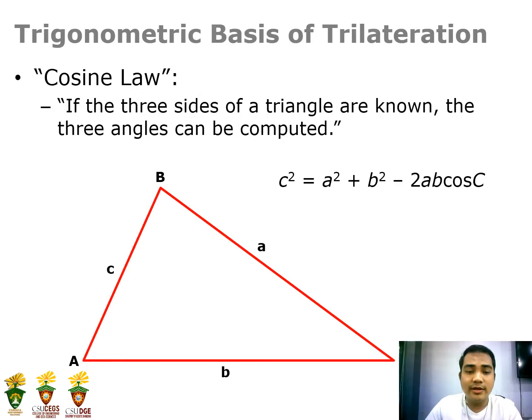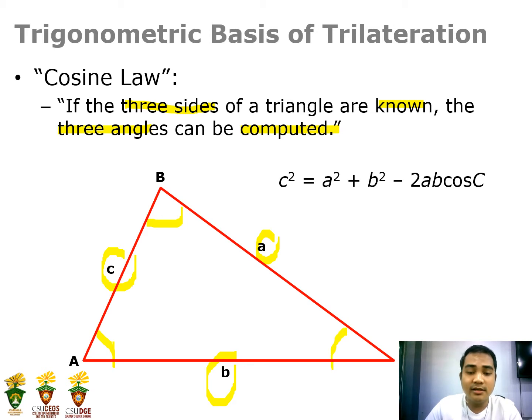So the cosine law is a trigonometric basis for trilateration. So let's recall that if the three sides of the triangle are known, then the three angles can be computed. Meaning, given only three sides, we can compute the interior angles of the triangle. So let's say for example, given A, given B, and given C, we can get the interior angles A, B, and C.